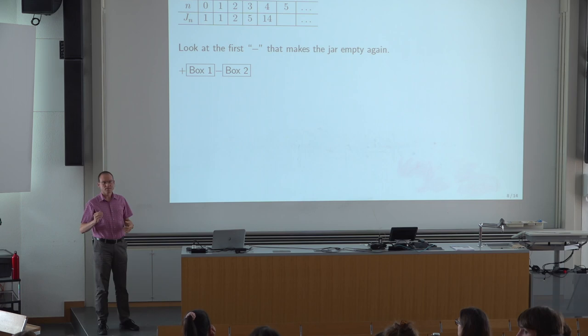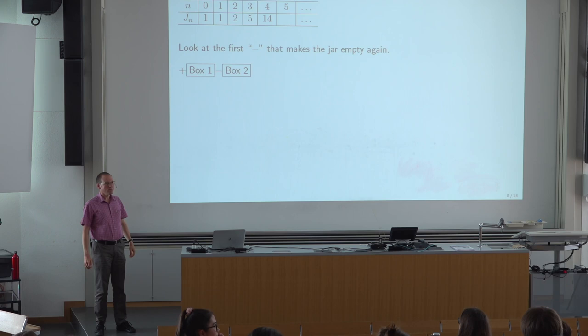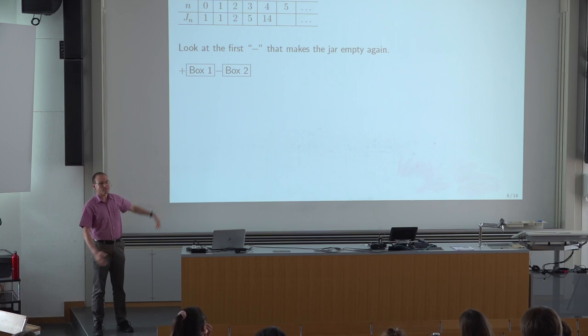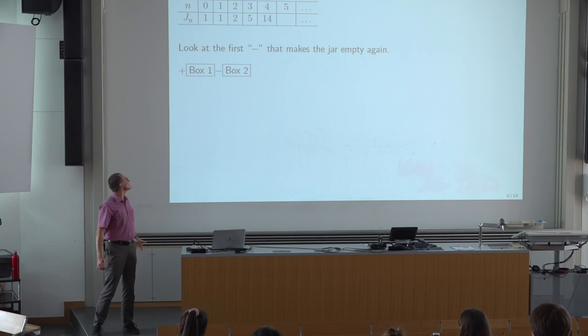Box 2 cannot start with a minus, that's true, because at the beginning of box 2 you have an empty jar, you have to start with a plus, yes? Box 2 will end with a minus, very good, yes, because you start with an empty jar and then you do stuff and then you finish with an empty jar, yes? Box 1 also finishes with a minus, absolutely correct. Because it has to finish with a minus. Why? Why does it finish with a minus?